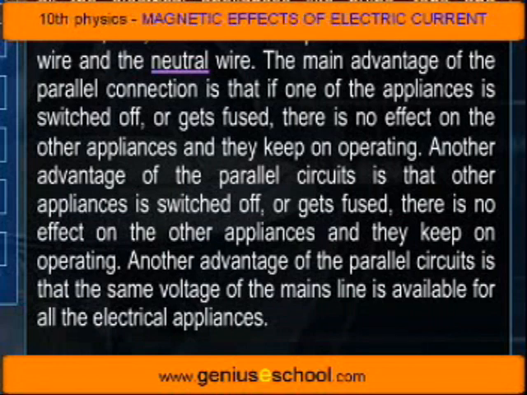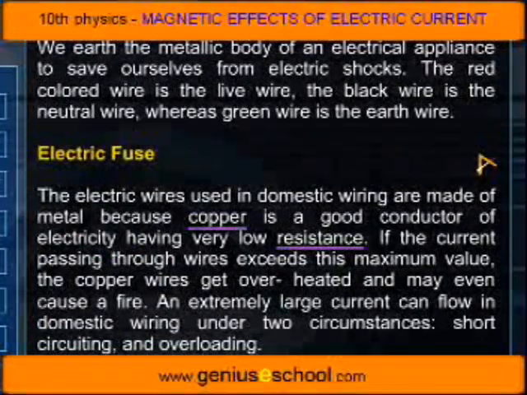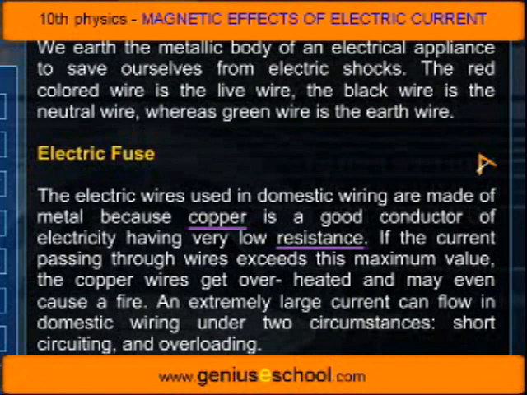Earthing of electrical appliances. To avoid the risk of electric shocks, the metal body of an electrical appliance is earthed. We earth the metallic body of an electrical appliance to save ourselves from electric shocks. The red coloured wire is the live wire, the black wire is the neutral wire, whereas the green wire is the earth wire.